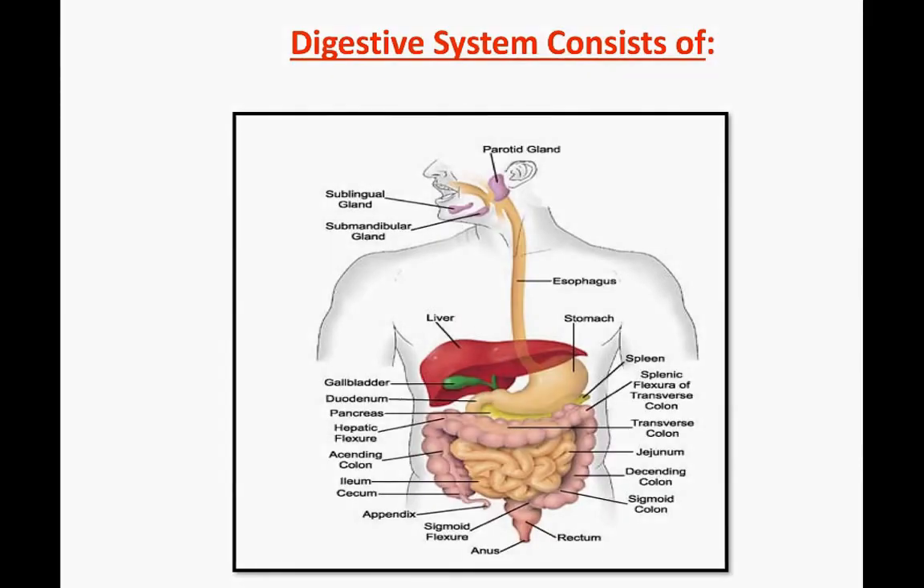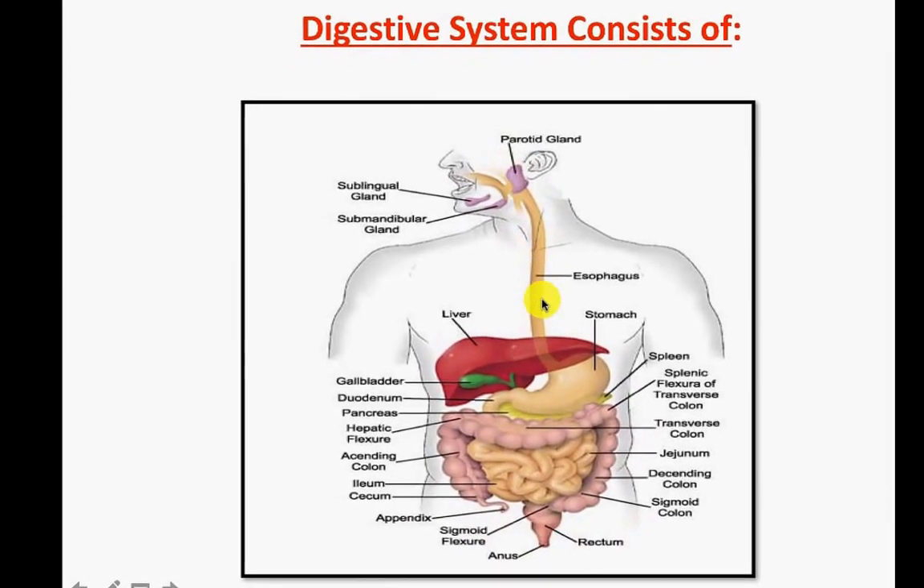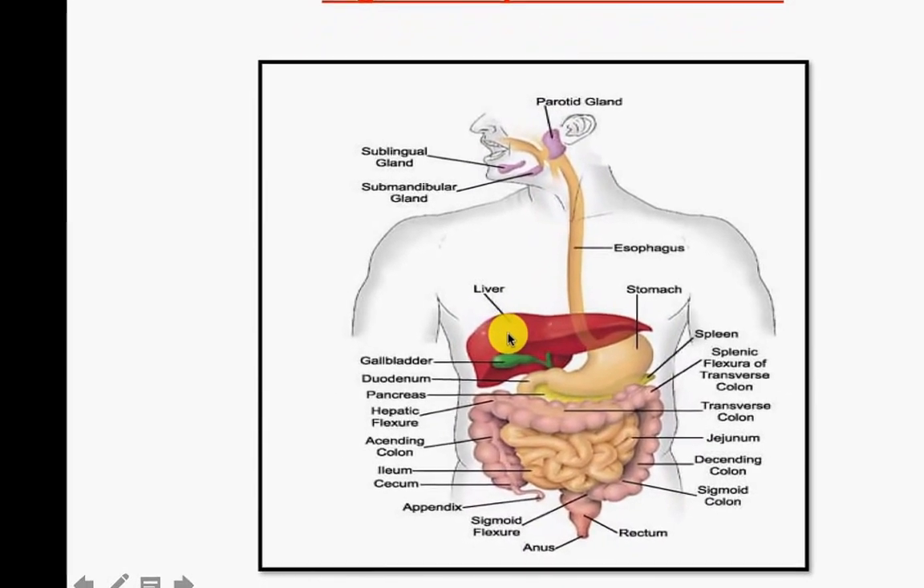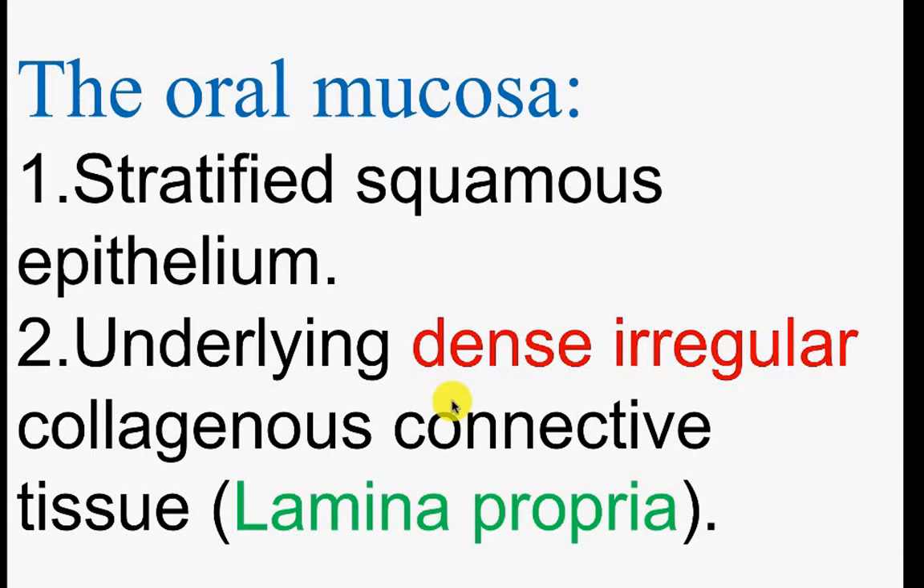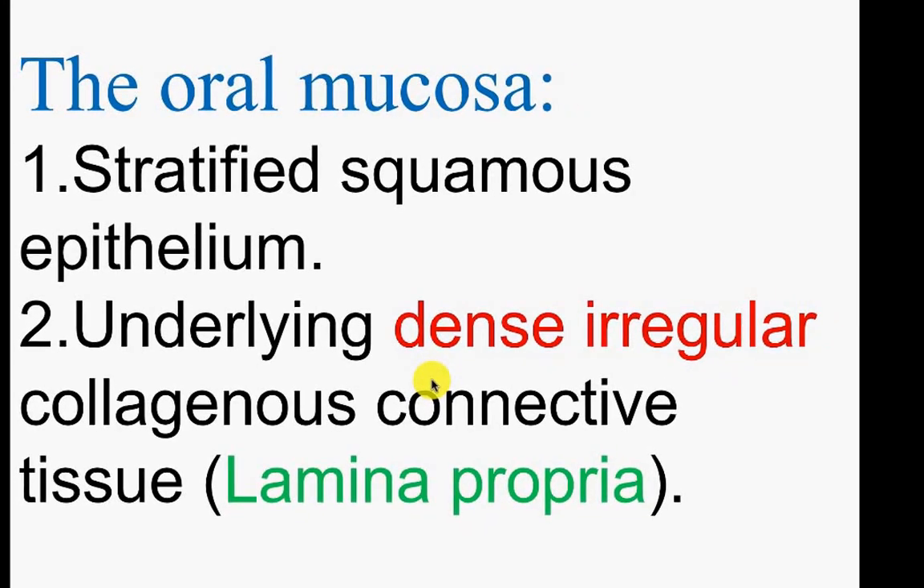Digestive system, of course, we know that it is formed of a tube and glands. We will start with the oral cavity. It is lined by what is called oral mucosa. The oral mucosa is formed of epithelium, which is a stratified squamous. Under this epithelium, we have lamina propria.